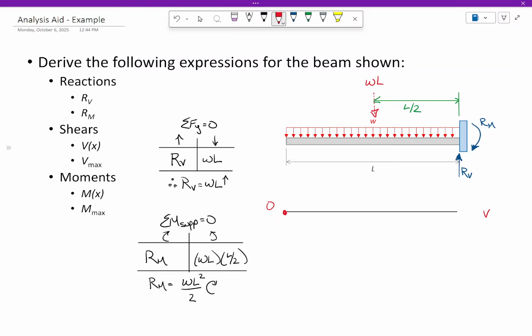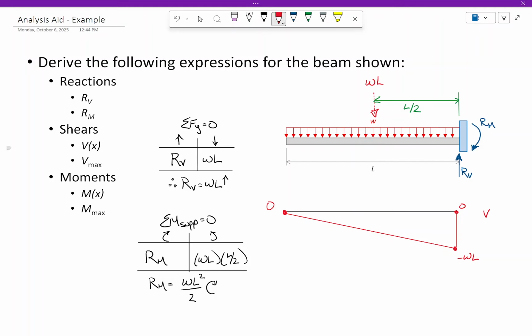What does the shear diagram look like for this beam? Is it a stair step? Is it a curve? What does it look like? You would go down diagonally until you get to RV and then go back up to 0. Exactly. So we'll say negative WL. That brings me back up to 0.